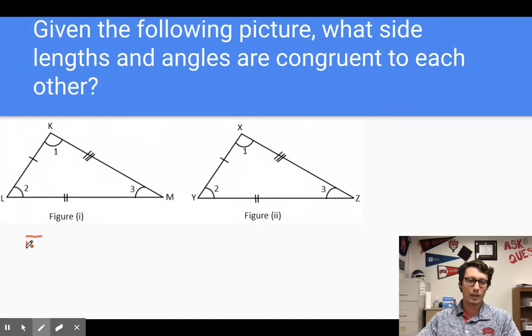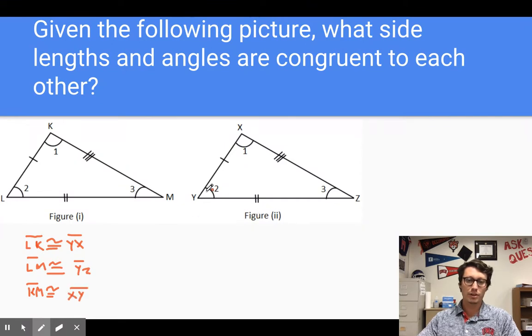So line LK is congruent to line YX. All right, line LM is going to be congruent, it has two tick marks, with this one, line YZ. And the last one, line segment KM is going to be congruent to line segment XY.